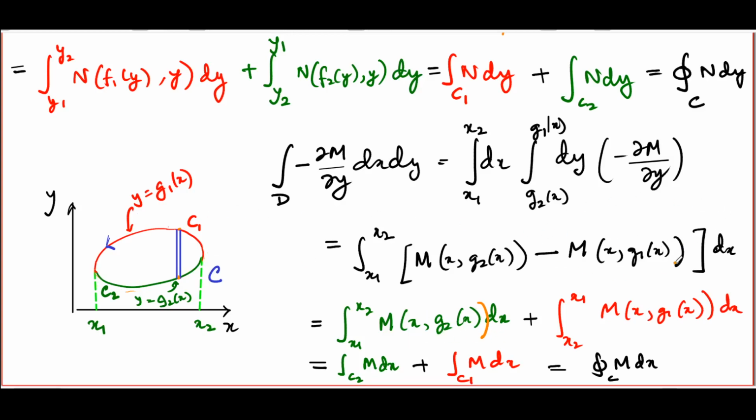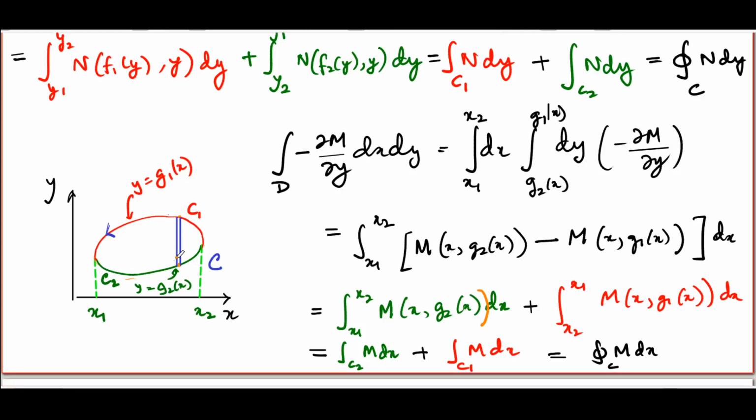What about the other piece? Once again, what we have to do is get rid of the minus sign by switching the limits of the integral. x1 to x2 becomes x2 to x1. And you go from x2 to x1, but you go in such a way that y is replaced by g1(x). That is, you are going along the curve C1 here. So this piece gives you the integral over C2, and this piece gives you the integral of m dx over C1. And the two together definitely gives you the integral of m dx over the closed contour C.